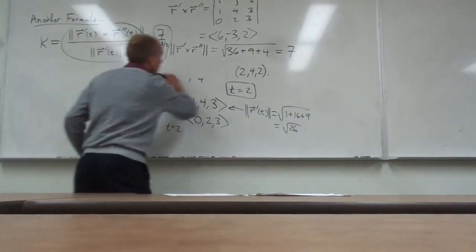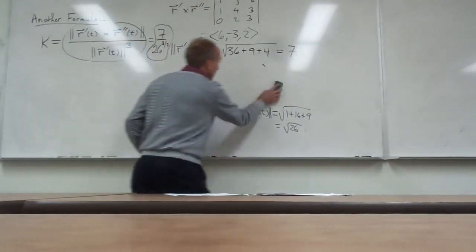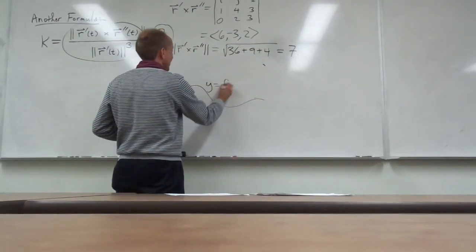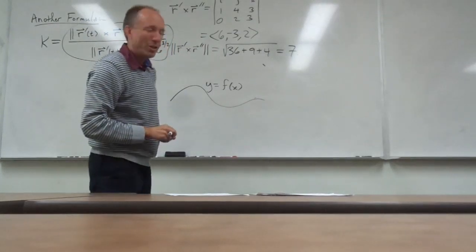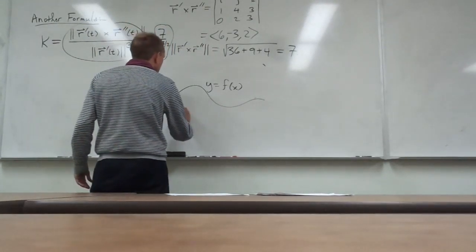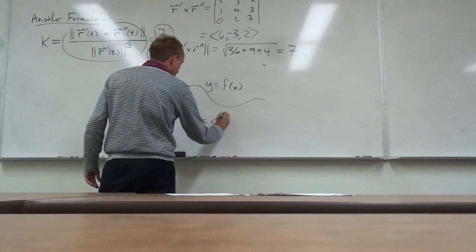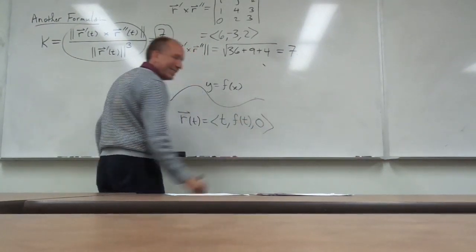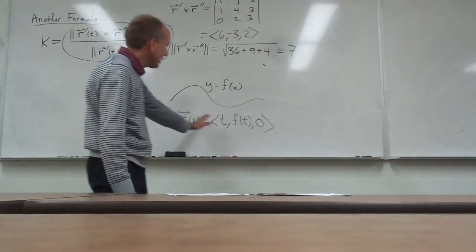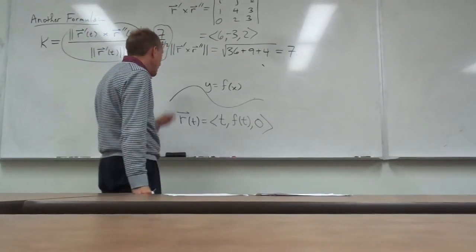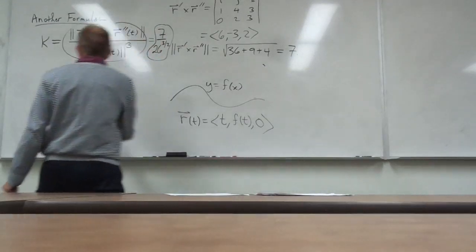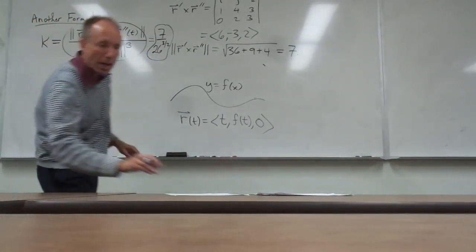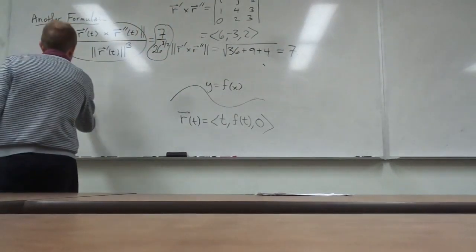Lastly, one last thing. What if you just had a curve, y equals f of x, and you wanted to know the curvature of it? Of course, you can think of the position vector for that as just being t, f of t, and 0. You could just apply this formula and write down a formula for the curvature.